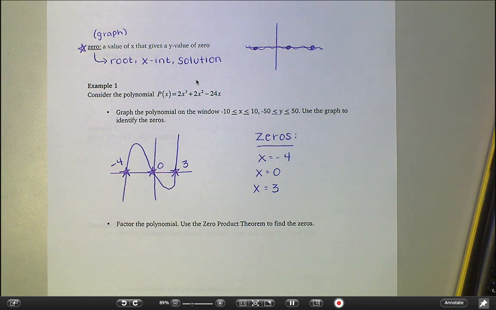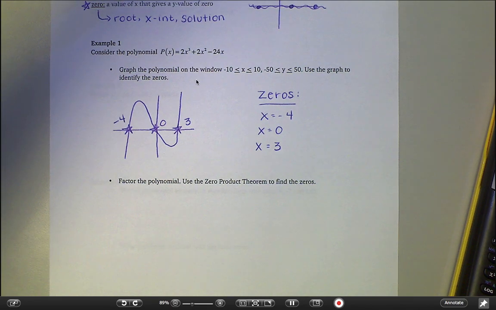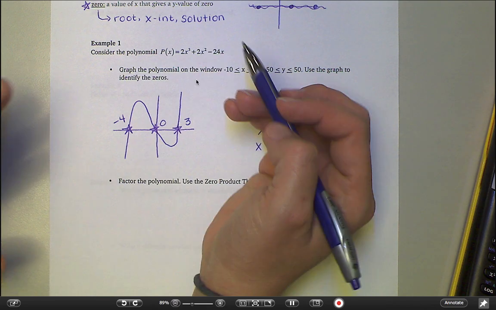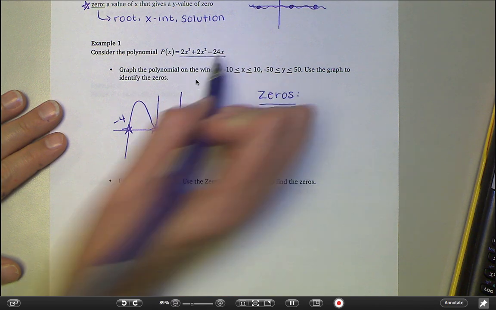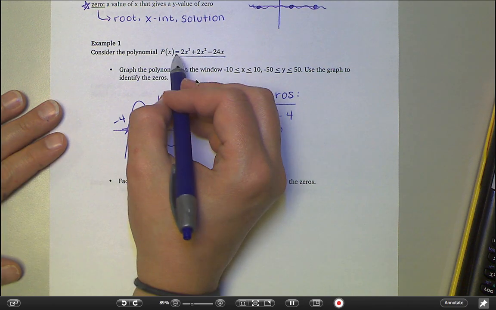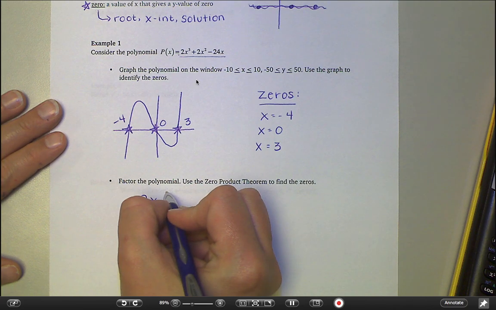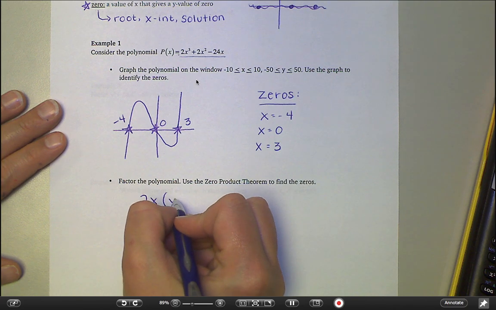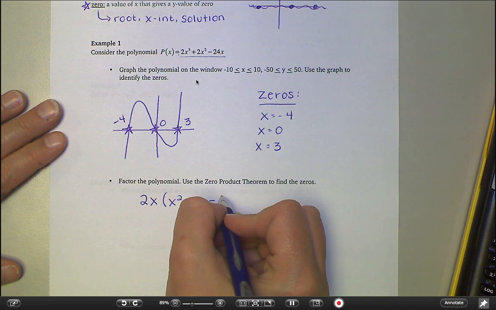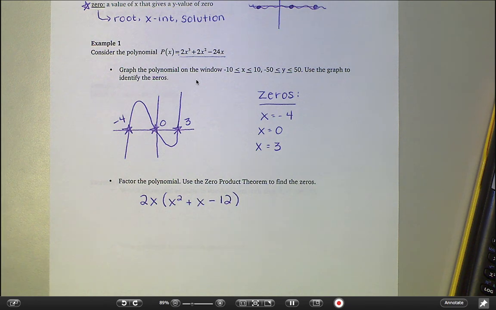Now let's backtrack, go back to that original polynomial, and it says to factor this polynomial. Factoring is just what we've been doing all this week, and the first thing I would always look for in something like this is a GCF. So I see that I can pull out a 2 and an x from everything, and that's going to leave me with x squared plus 1x minus 12. That was just me taking out a GCF.